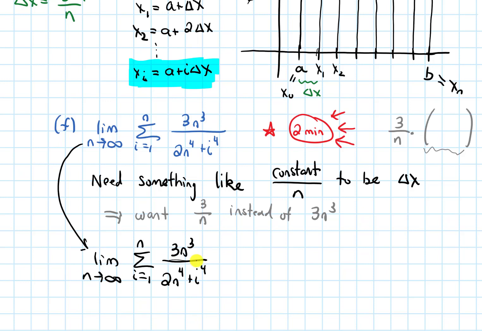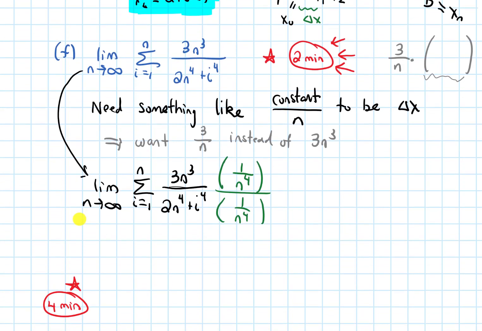All right, and the rest of it I just copy down quickly. So I'm going to multiply the top and the bottom of this by the same thing to turn the numerator into 3 over n. To do that, I would have to multiply by 1 over n to the 4th power. So whatever I multiply the top by, I got to multiply the bottom by 1 over n to the 4th. All right, and now I'm going to focus on this part.